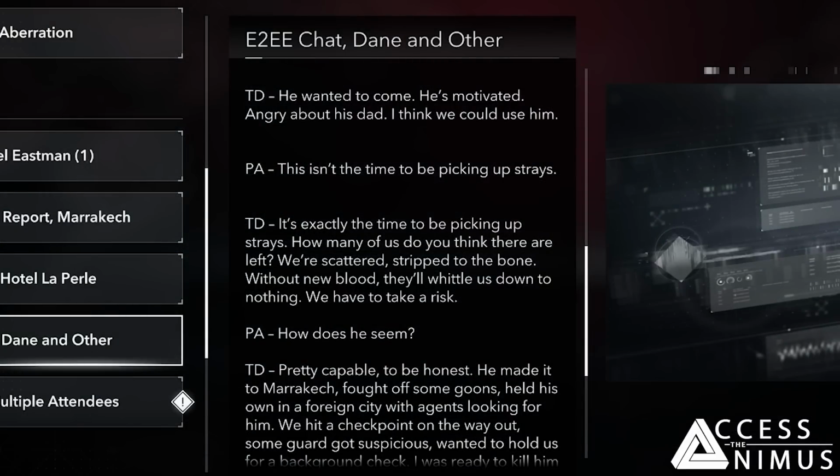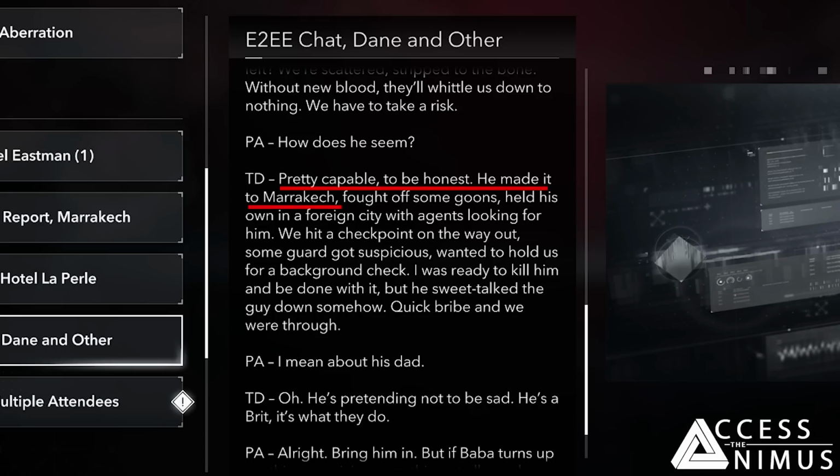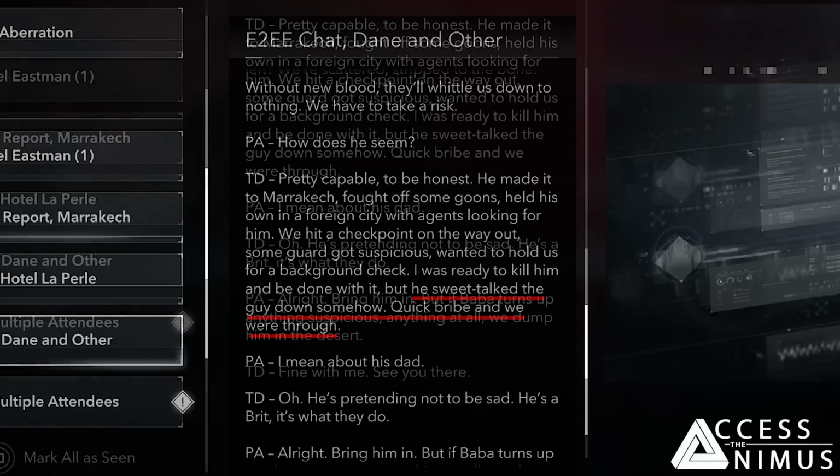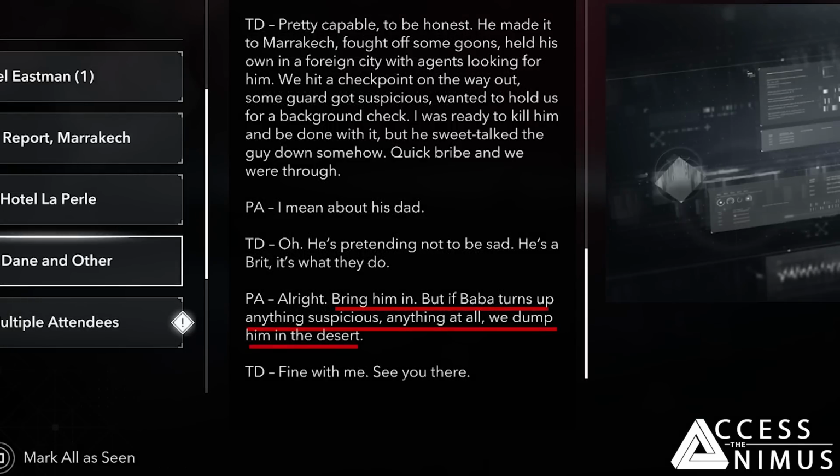After this, Tatiana says that she's still keeping Joel with her because he could indeed become part of the assassins, as not so many of them are left in this new modern day setting. She also believes Joel has proven to be viable for the cause through his exploits in Marrakech, which also included sweet talking and bribing a guard at a checkpoint while they were getting out of the city. Eventually, they both agree to test him if Baba's background check doesn't turn up anything suspicious.